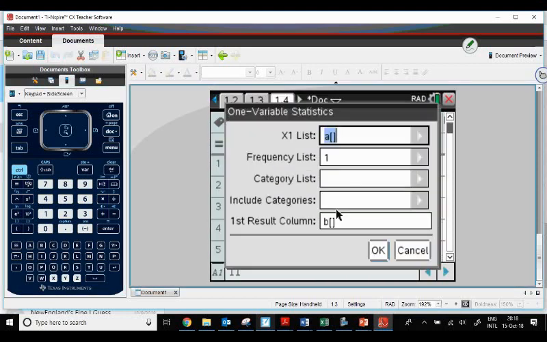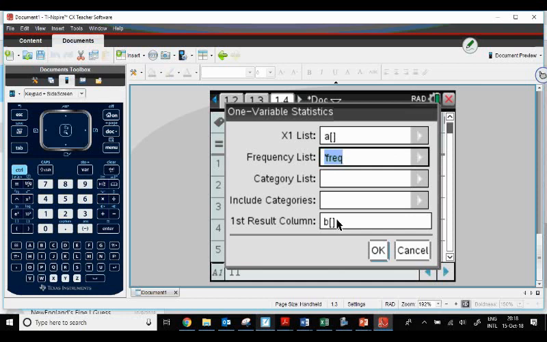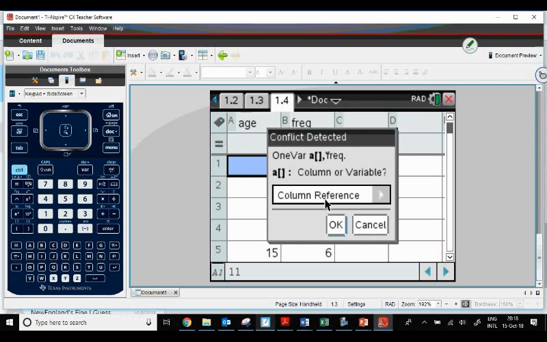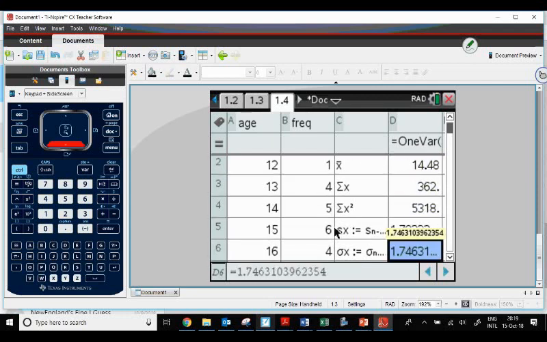One variable statistics, still one list. I'm still going to use column A as my X list, but now my frequency list, the number 1 there just means that there's one count for each of the data points in column A. I've got a lot of stuff programmed in here. I named it FREQ for frequency. That will be my frequency list. And now I want to put my results. I don't really want them to be in column B because that's where my frequency list is. So I'll put them in column C. And that is a column reference. Okay, here we go. The mean age is 14.48, and the standard deviation of ages is 1.75.